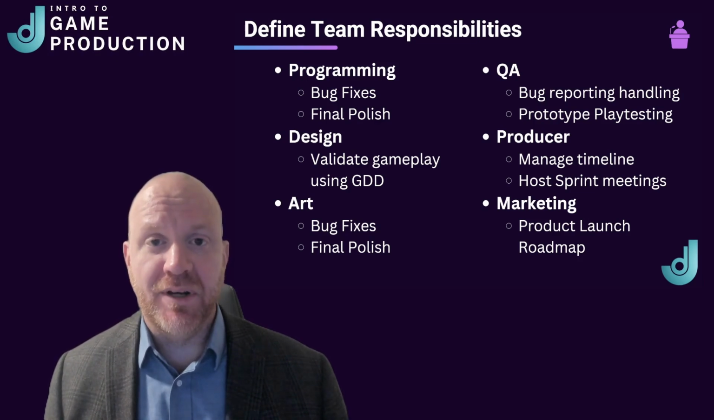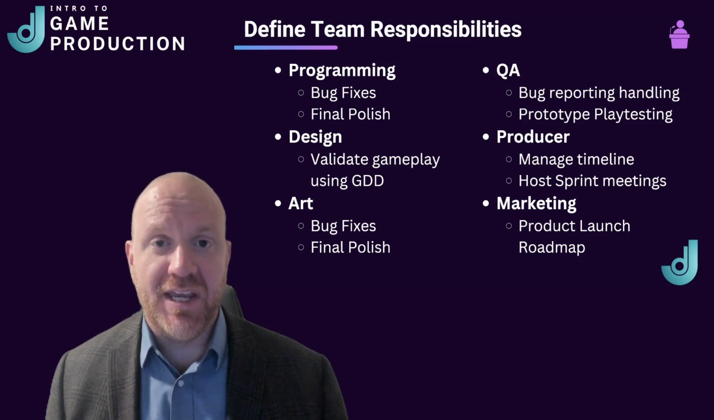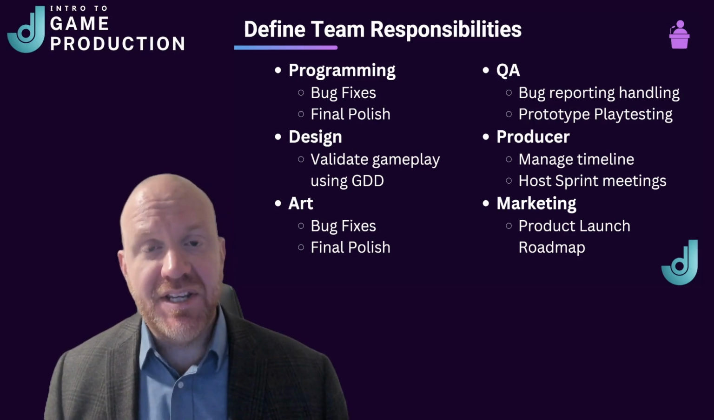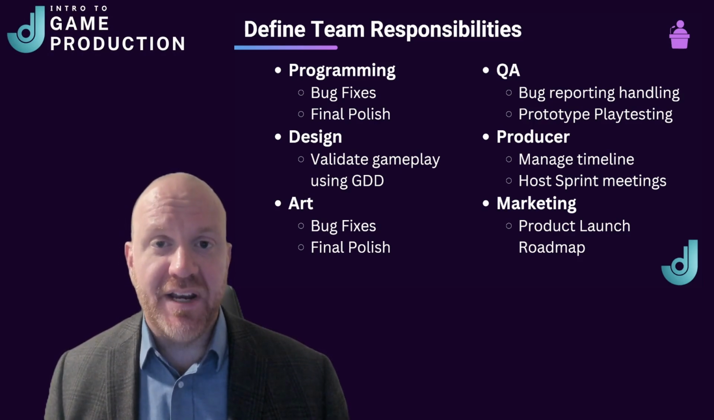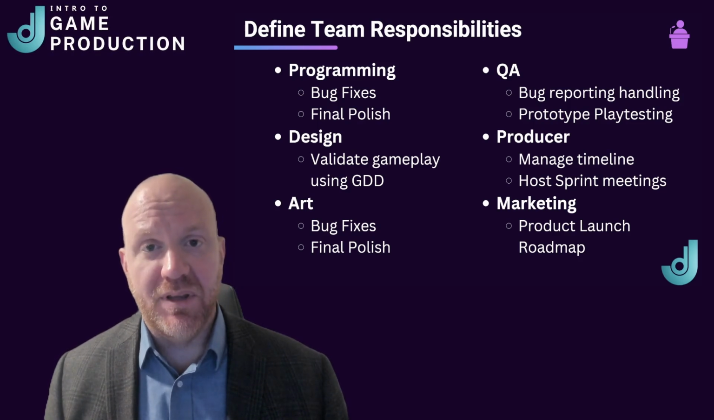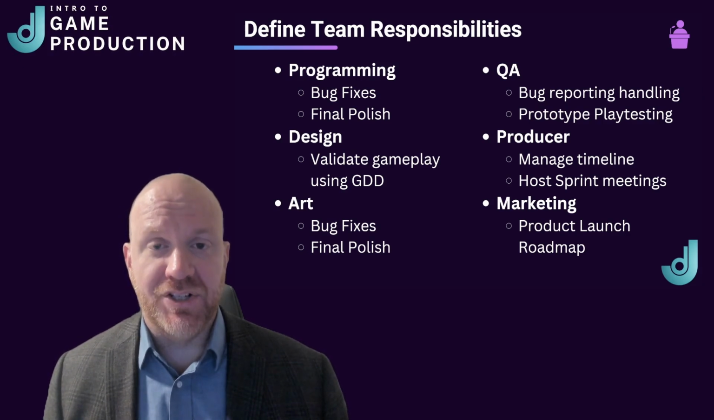During the testing phase, it's also important that each of your teams understands their responsibilities. So it's very common for each of your teams to be heavily engaged with bug fixing and including final polish to the game that wasn't implemented during the previous phases. The design team should be engaged in validating the gameplay using the GDD. Your QA team should be handling all of the bugs and also assisting with prototype playtesting. The producer is going to be managing the project timeline and hosting sprint meetings. And the marketing team should be preparing for the product launch roadmap.